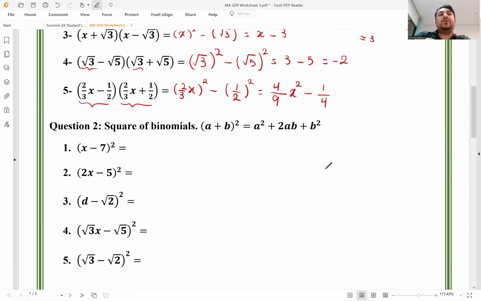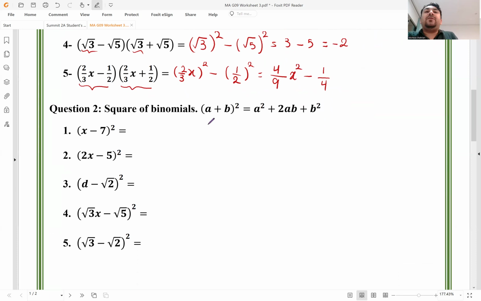Now, question 2, square of a binomial. a plus b powered by 2. If we have a bracket with two terms that is to the power of 2, it's going to be the first term powered by 2 plus 2 times the first term times the second term plus the second term powered by 2.